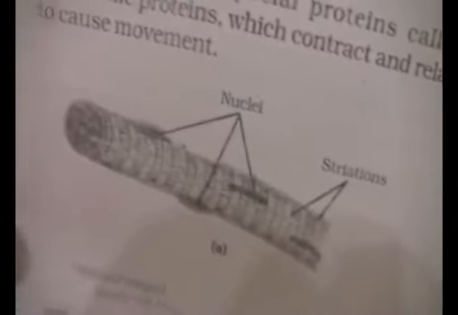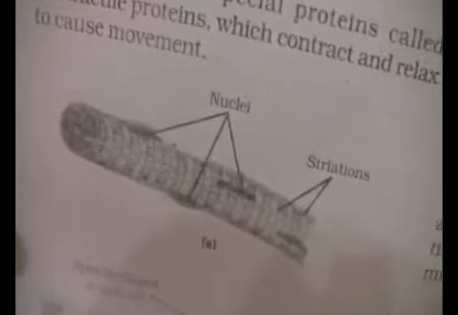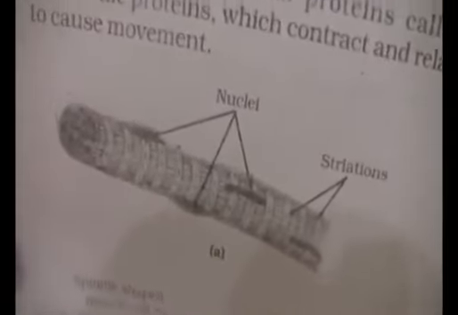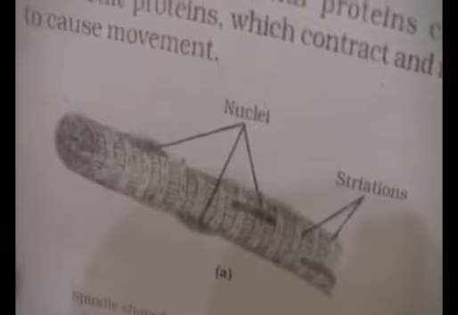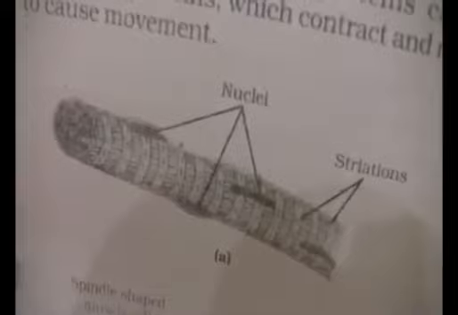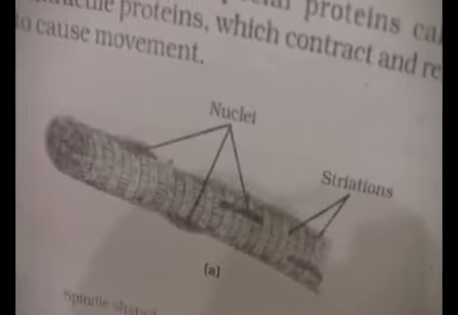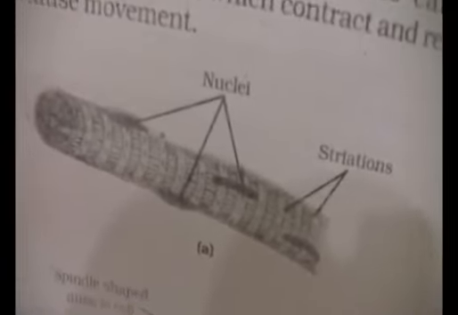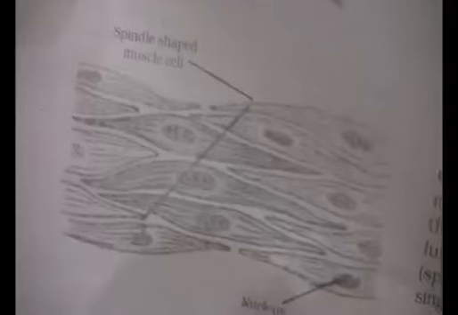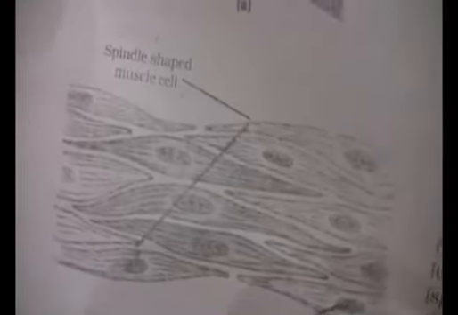Now a question is, why the striated muscles are called striated? See, this is a cross section of the photo of striated muscles. You can see there are light and dark bands in between them. These light and dark bands in the striated muscles are called the striations, and that's why they are called striated muscles. They have also nuclei in between them. This is a cross section of a smooth muscle, and it has spindle shaped muscle cells in between them.